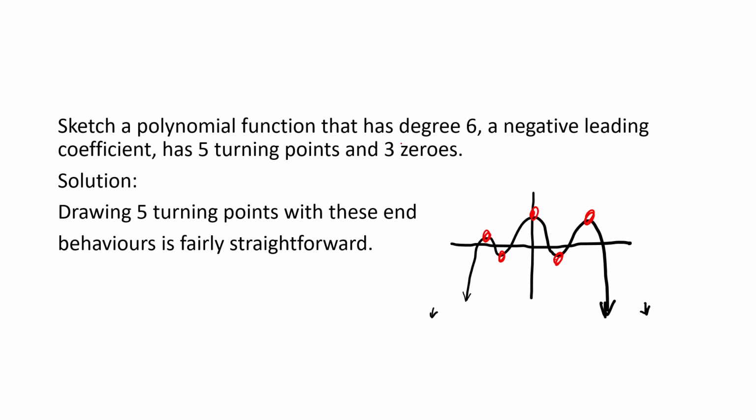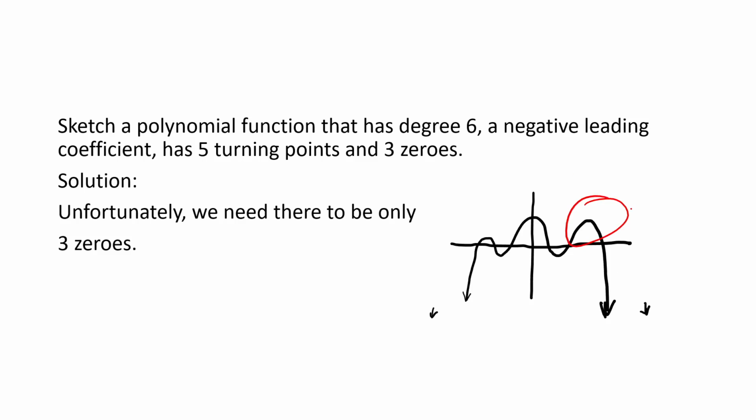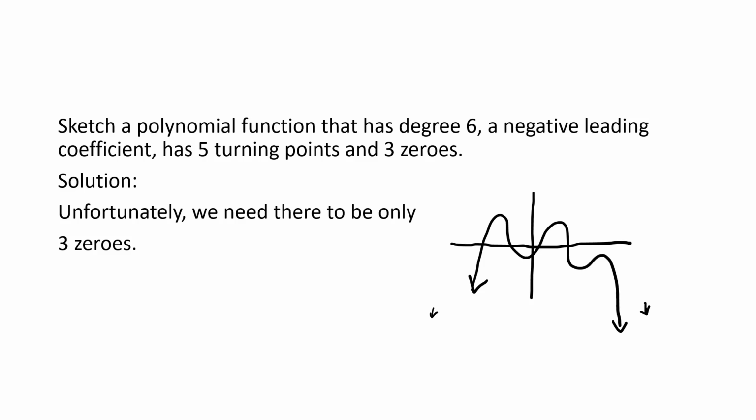So far we have degree 6, we have a negative leading coefficient, and we have 5 turning points. We're doing all right. The problem is it only wants us to have 3 zeros, but we have 1, 2, 3, 4, 5, 6 zeros. So we have to somehow reduce it. What we can do is just move one of those turning points. See this turning point on the far right here? We're just going to put that below and now count our zeros. Well, we're getting closer to 3, but unfortunately we still have 4 zeros.